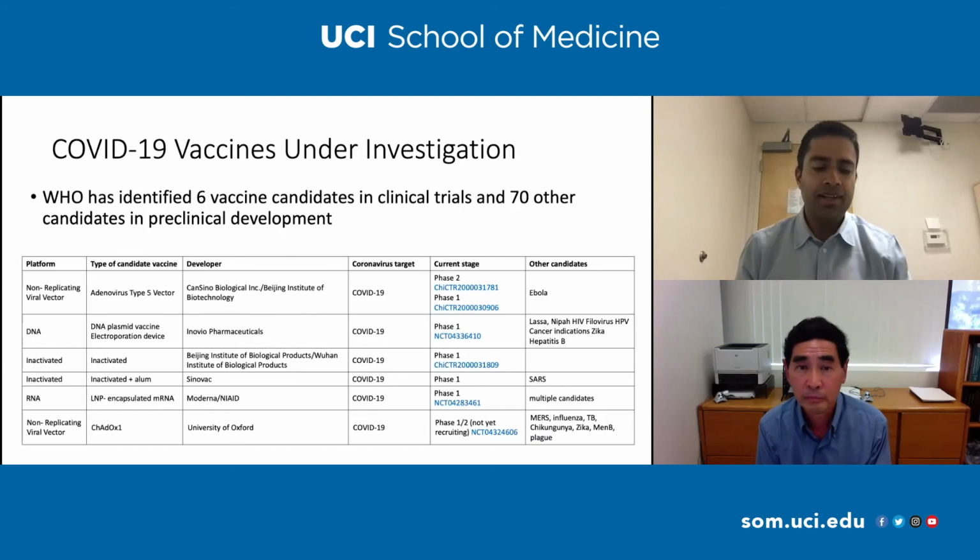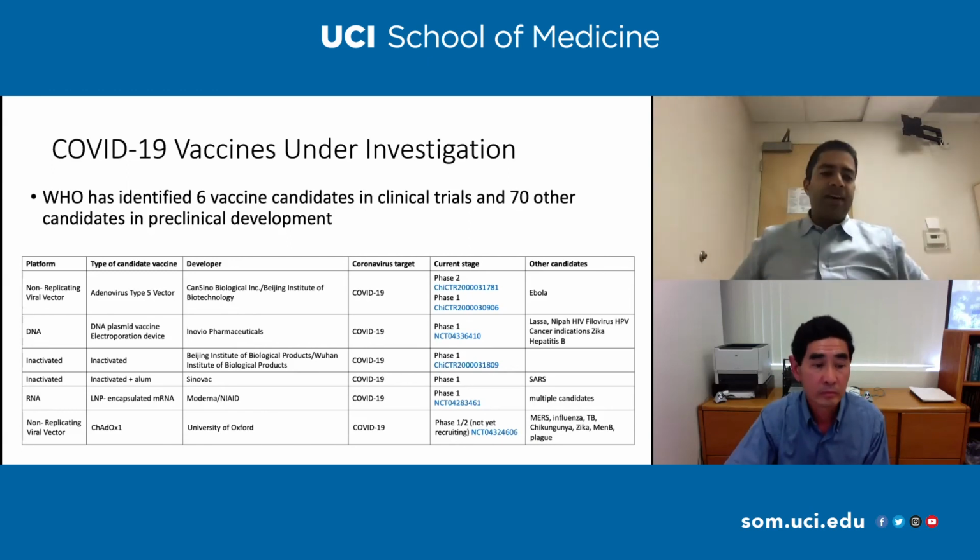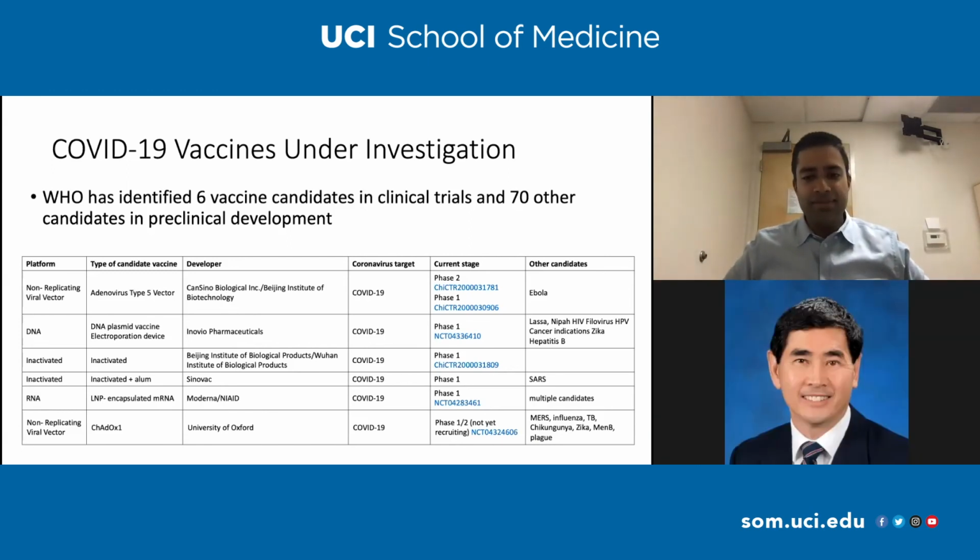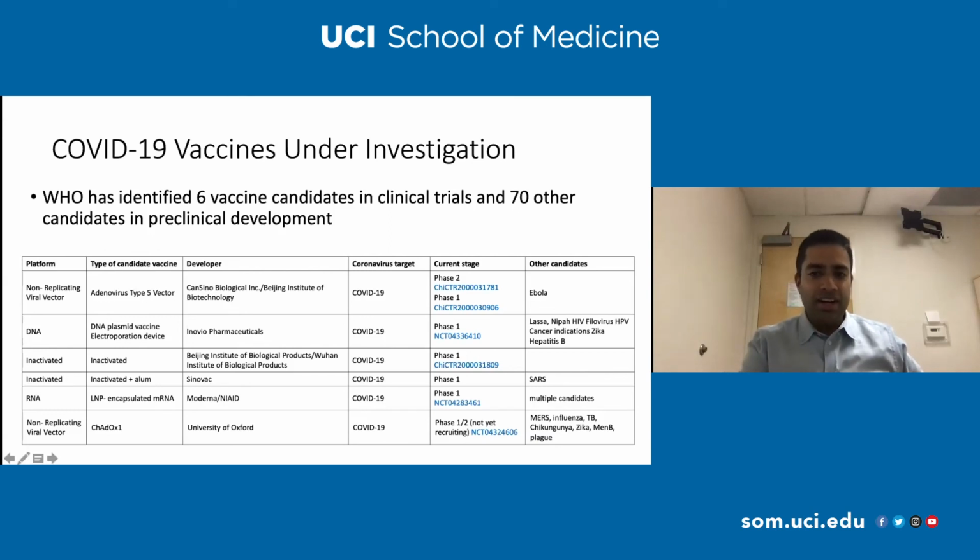There's about 6 that have entered clinical trials and 70 other vaccine candidates that are in preclinical development, based on a recent count by the World Health Organization. And I've highlighted the 6 that have entered clinical trials below, but as you can see, they're all either in phase 1 or phase 2.